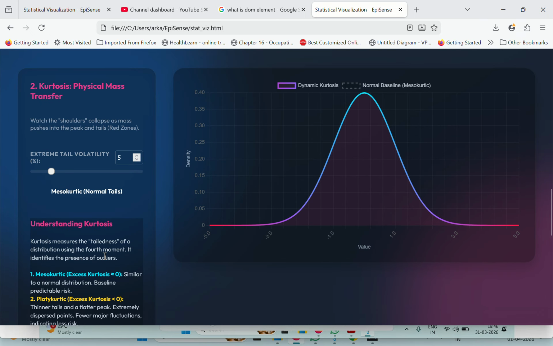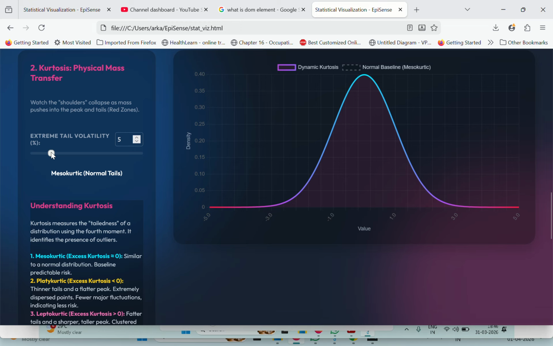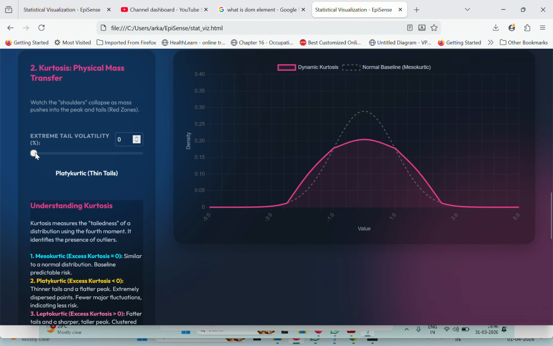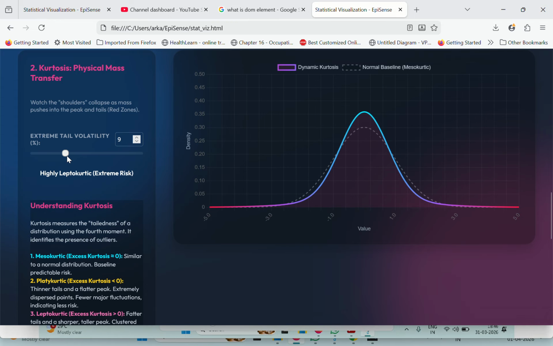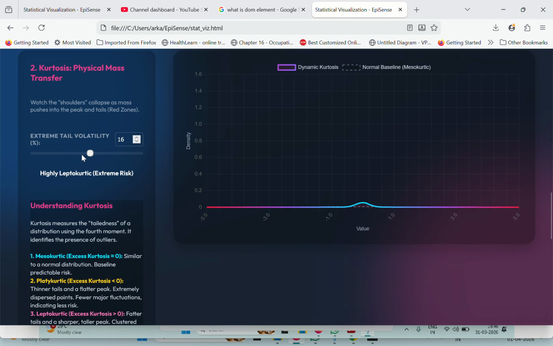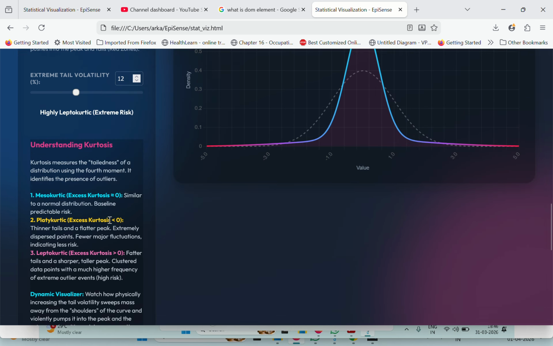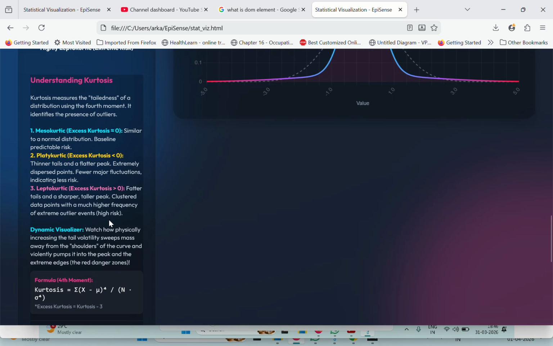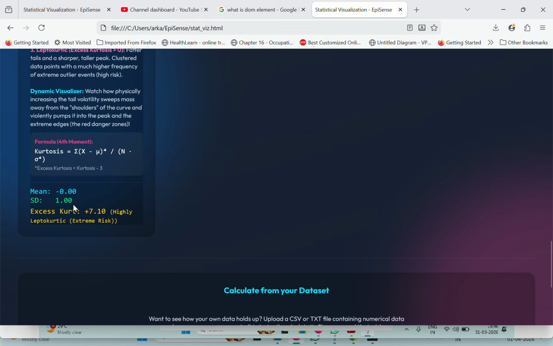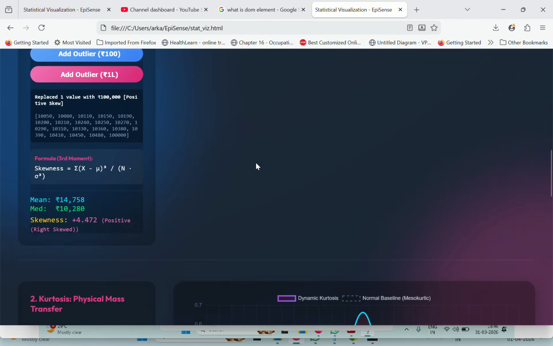Then come to the understanding of kurtosis. It is the peakedness. You can change the parameters to understand how it is. It is platykurtic, meaning it is flatter than the normal. Then if it is the extreme one, that is highly leptokurtic, which is more peaked than the normal distribution. So understanding of different types of kurtosis, mesokurtic, platykurtic, and leptokurtic, you can visualize it and understand this concept.